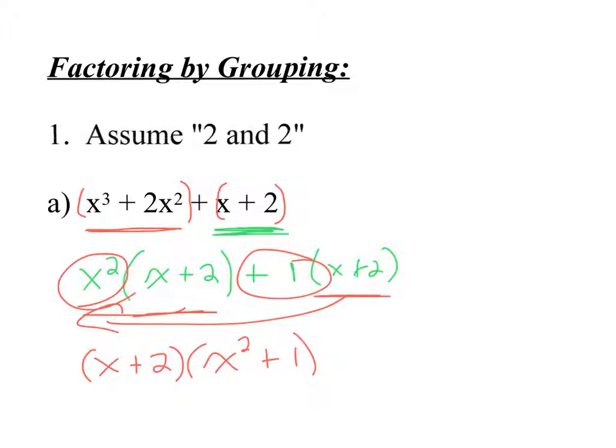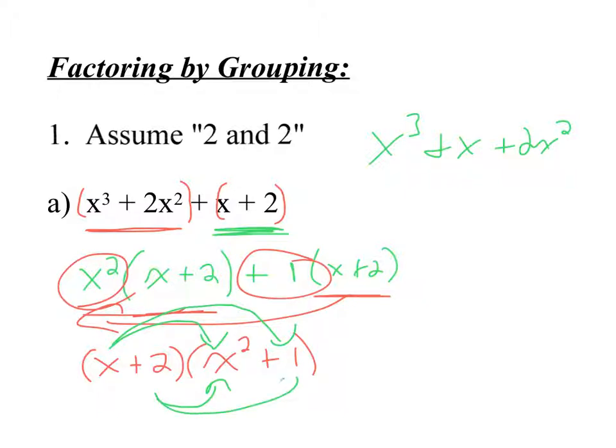It's right here. Let me get my pointer. This is the factored form of my polynomial: x plus 2 times x squared plus 1. This is my multiplied form, my product form. If I were to FOIL this out, I'm going to end up with my original. What's x times x? That's x cubed. What's x times 1? That's plus x. What's 2 times x squared? That's 2x squared. And 2 times 1, of course, is 2. If I rearrange those terms, I'm actually going to get x to the third plus 2x squared plus x plus 2.